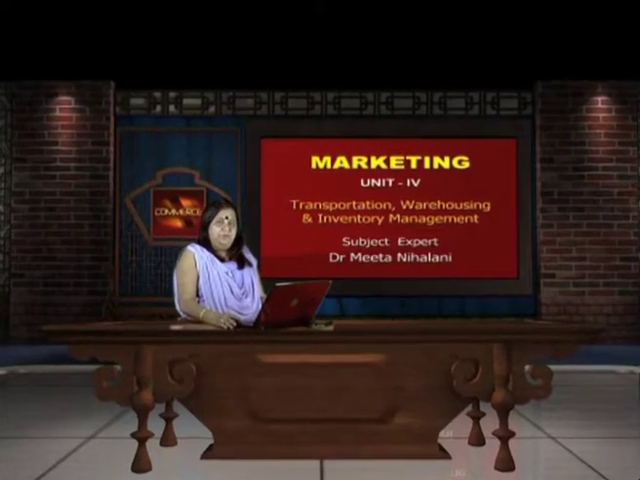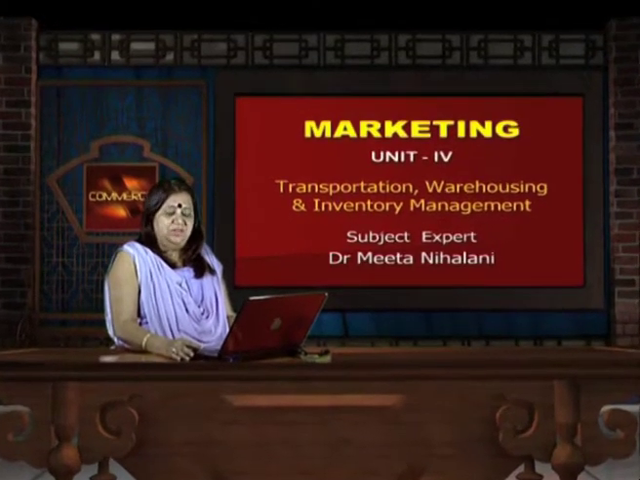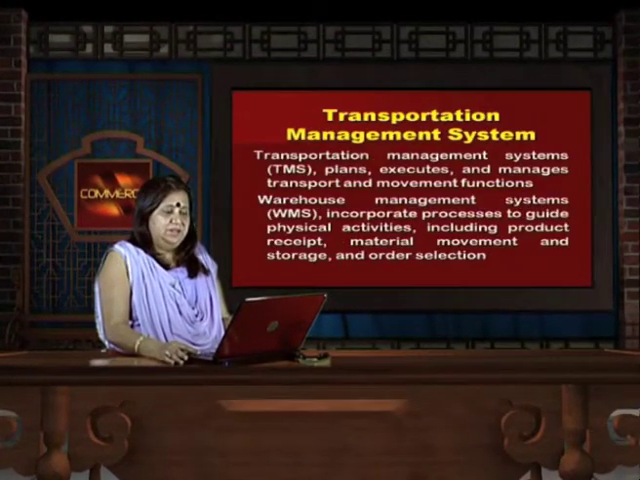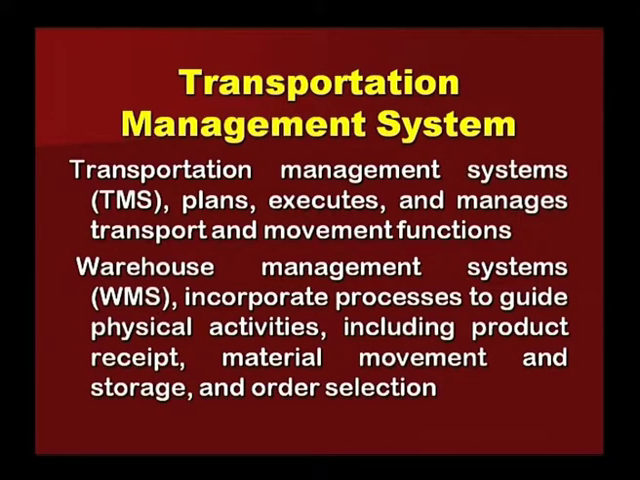We will cover unit 4, which is about transportation, warehousing and inventory management. Let's start the lecture. First is the transportation management system. Transportation management systems plan, execute and manage transport and movement functions. Warehouse management systems incorporate processes to guide physical activities including product receipt, material movement and storage, and order selection.